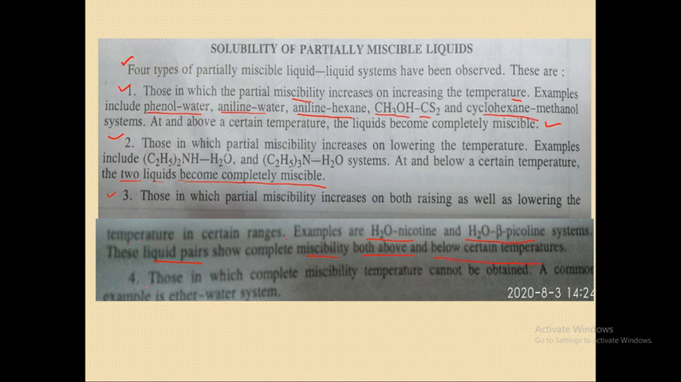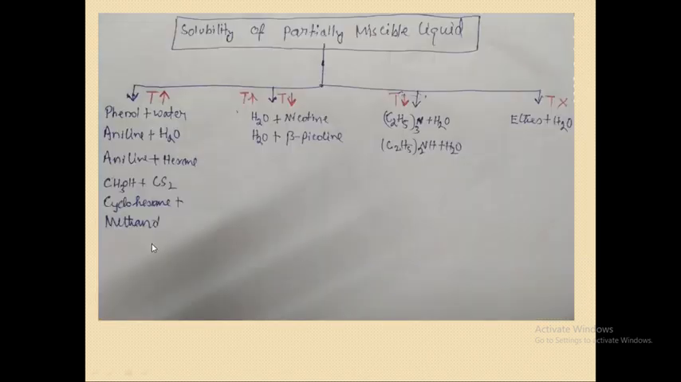Type number 4: those in which a complete miscibility temperature cannot be obtained. A common example is the ether and water system. So these are the four types of solubility of partially miscible liquids. As we've discussed, these are the four types.